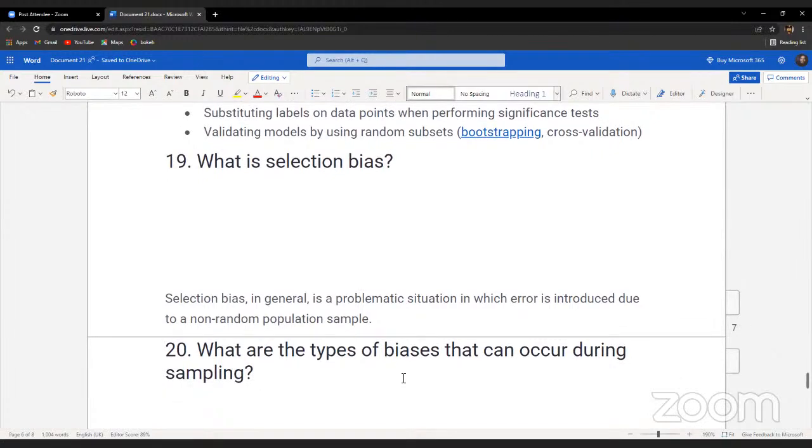As we jump into the next question, what are the types of biases that can occur during sampling? We just talked about sampling techniques and methods, so what are the different types of bias in sampling? If anyone knows the answer, ping me in the chat box and we'll discuss the answer within a minute.